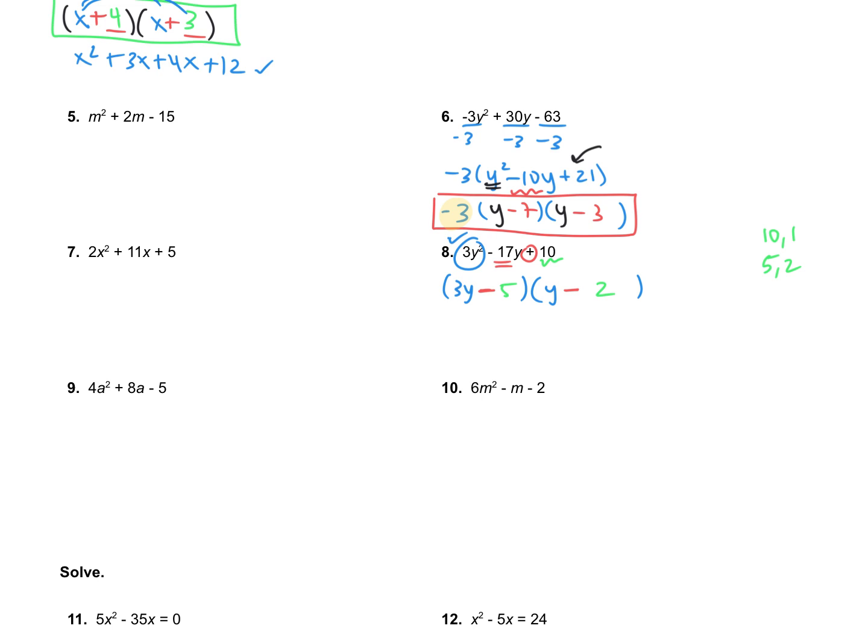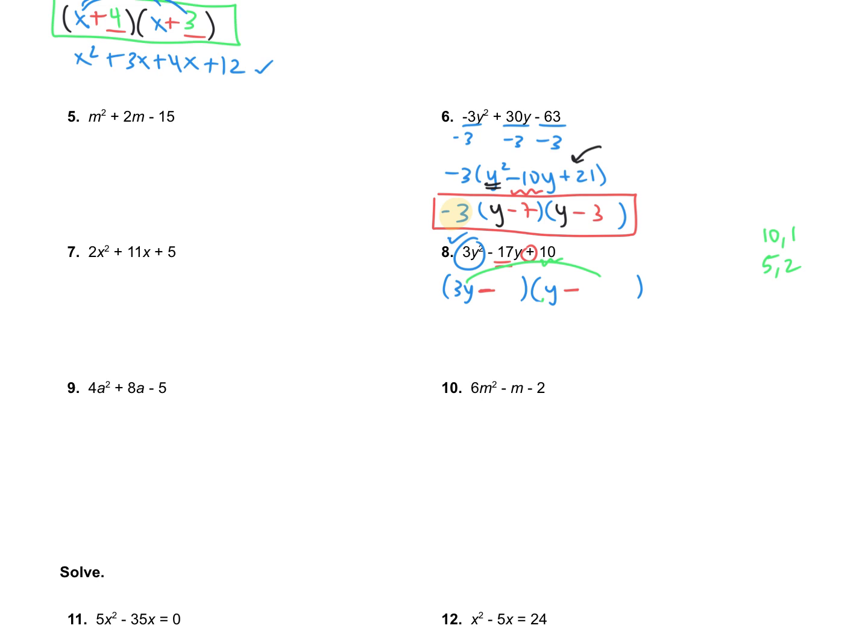if we multiply out, this is going to give us a negative 5y. This is going to give us a negative 6y. Does that get us what we need? What do we need? Negative 17. Okay, that could mean, though, that we put our numbers in the wrong order. Maybe it is 2 and 5, but maybe they're in the wrong order.